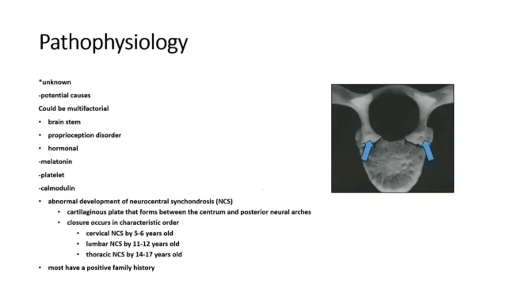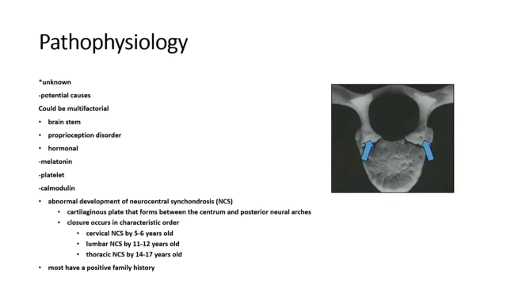The pathophysiology, there are a lot of theories what is really causing this idiopathic scoliosis, but you can say that it's not known. The theories could be brainstem problem, proprioception disorder, hormonal, which is some high mixture of how melatonin will work with calmodulin and the effect of that on platelets. It's highly complicated and it needs almost a day to talk about it.